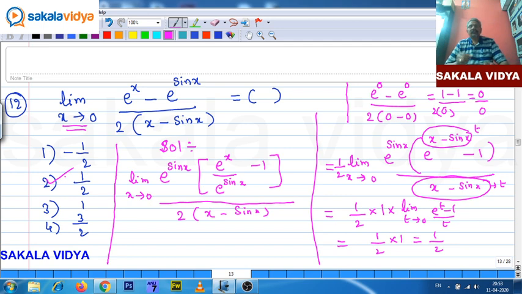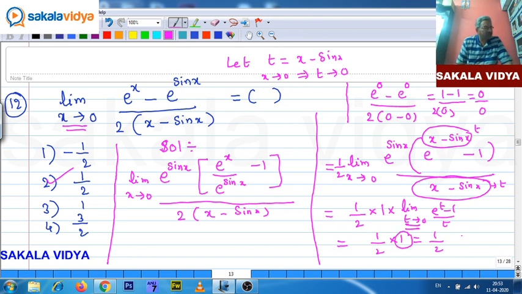See, very simple actually here. See, let us say t is equal to x minus sin x. For example, x approaches to 0. The t also approaches to 0 minus 0. That's I changed here. Limit t tends to 0, e power t minus 1 by t. That is 1, half into 1, half. Okay.